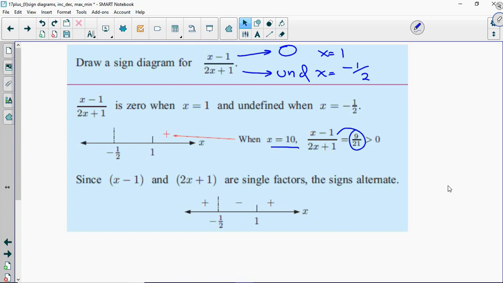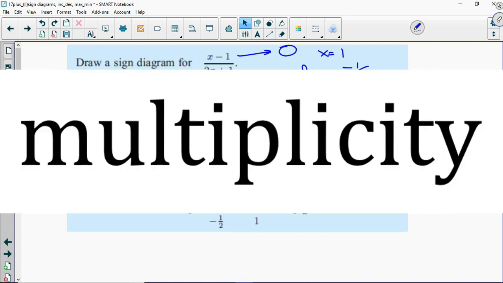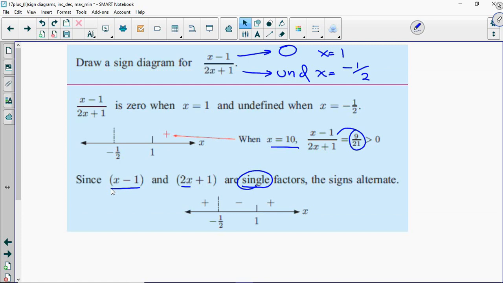There's a note here from where I took this from that says, since each of these factors are single factors, the signs alternate, meaning it wasn't x minus 1 squared or cubed or something like that, that the signs here would alternate. That has to do with something called multiplicity, and we're absolutely not talking about that in this course. You can worry about that in the future. For our purposes, we're just going to choose our test points. We're not going to try to use any shortcuts with repeated factors. If you want to learn that on your own, great, but I'm not going to require that you know it, and I'm not going to discuss that any further.